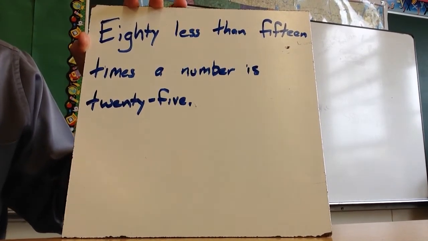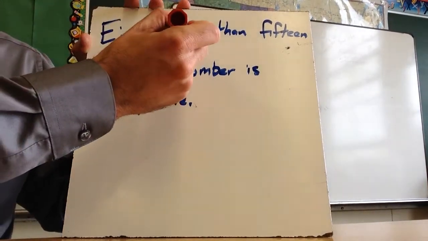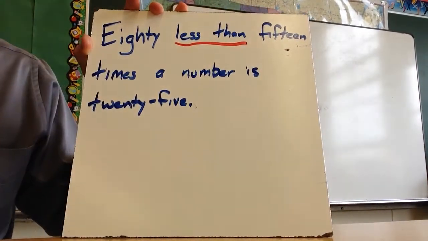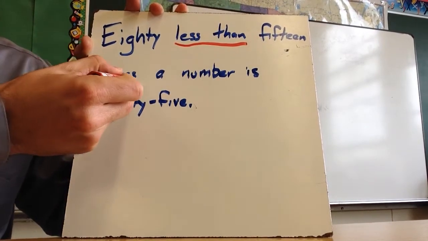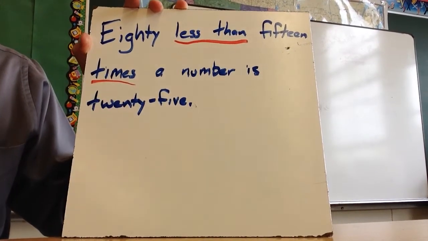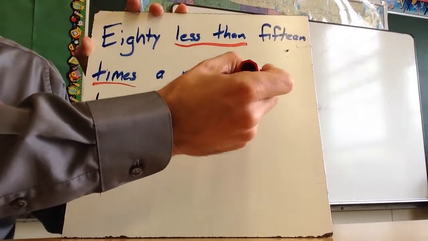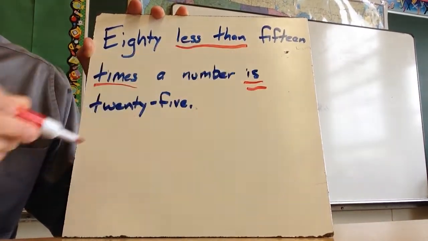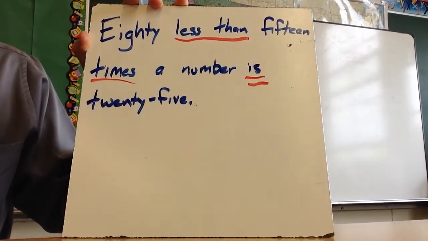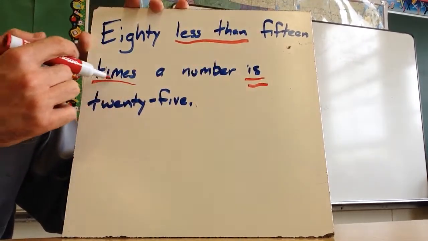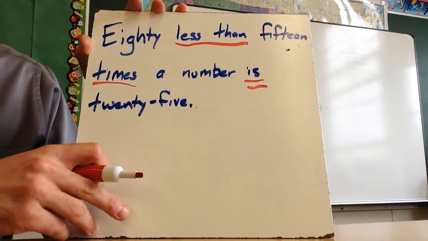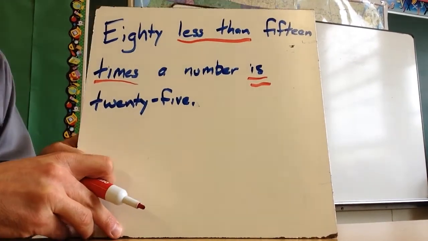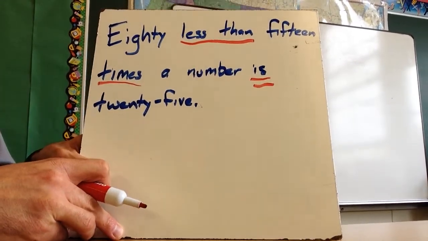So there's some really important words that you're going to want to recognize. Less than, keep in mind what operation that might be. Times, keep in mind what operation that might be. And then this word is, and that is going to be our equal sign. So essentially we're going to put all of this on one side, and then this 25 is going to go on the other. So I want to do 80 less than 15 times a number.